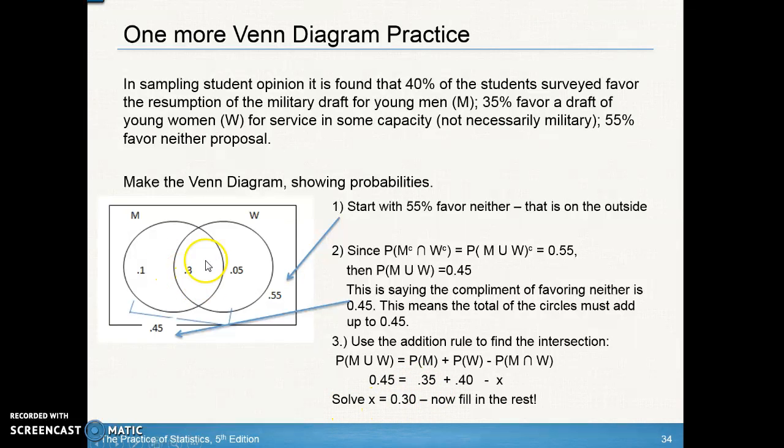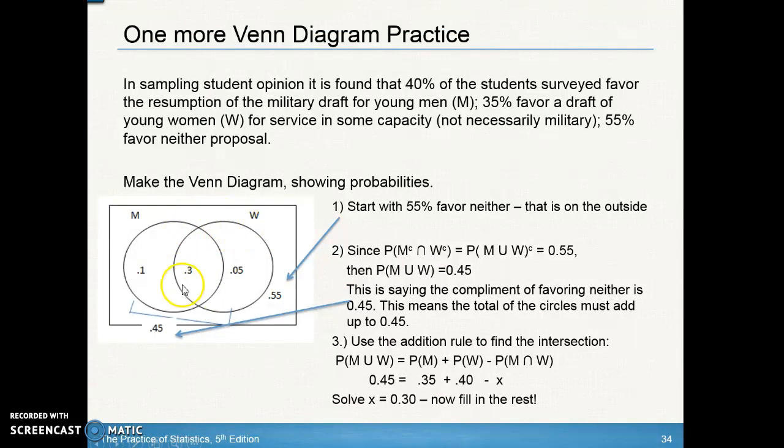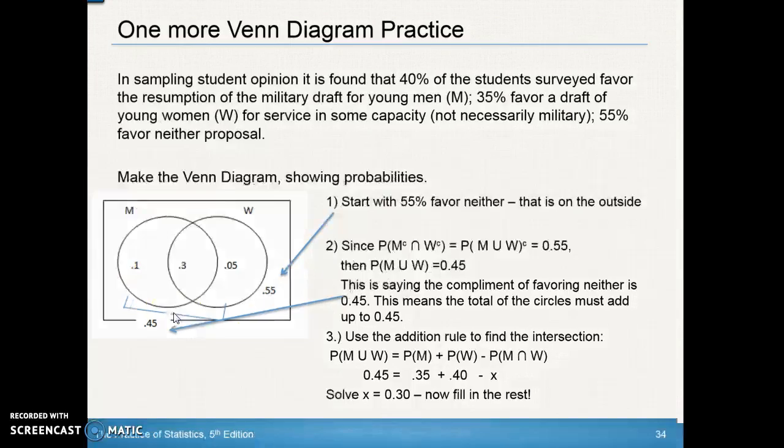And then once you have this 30% here, you know that this whole women's circle has to add up to 35%. So you just do 35% minus the intersection, which gives me 0.05. This whole men circle has to add up to 40%. So 40% minus the 30%, that's the intersection, gives me my 0.1. Add those up, you get your 0.5 probability.